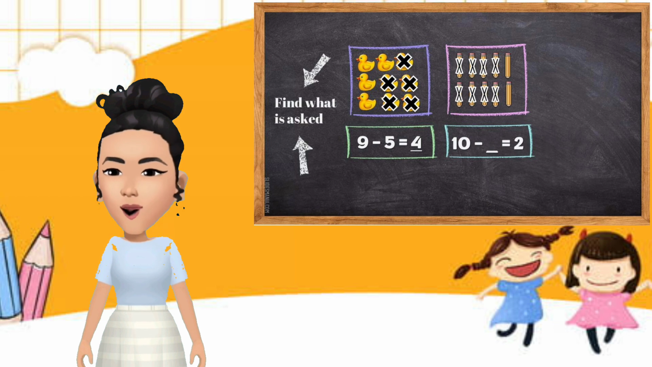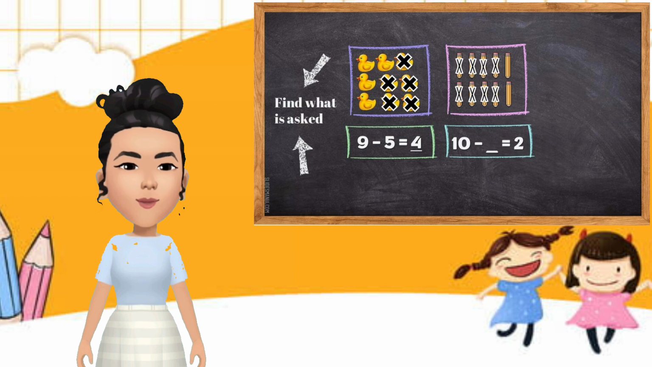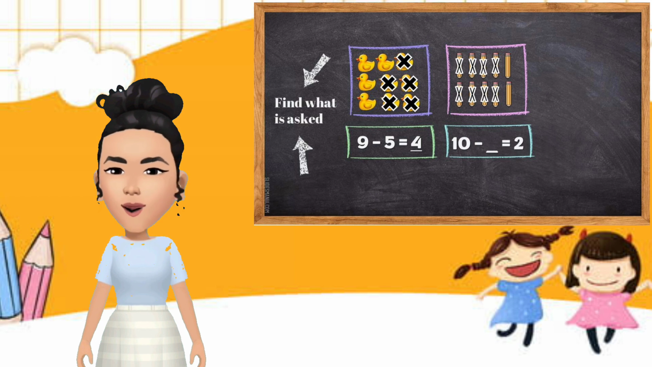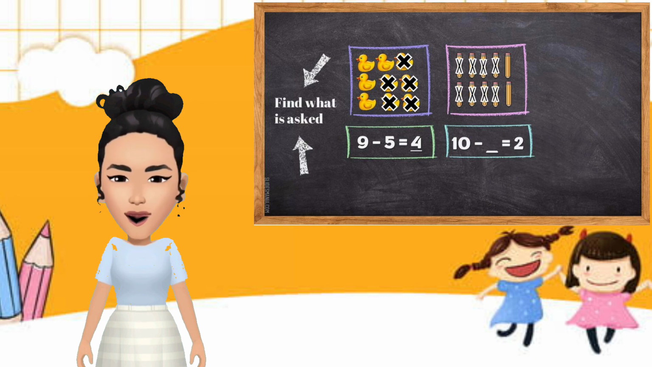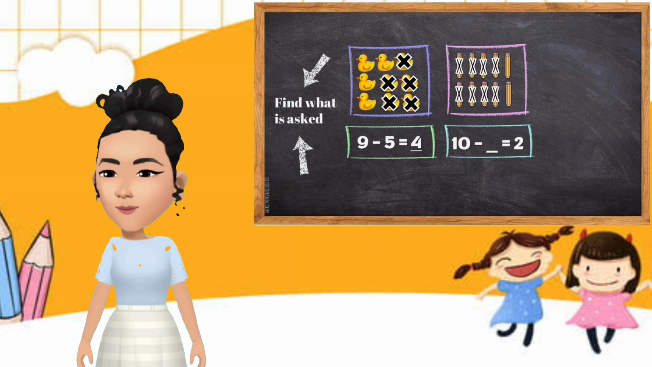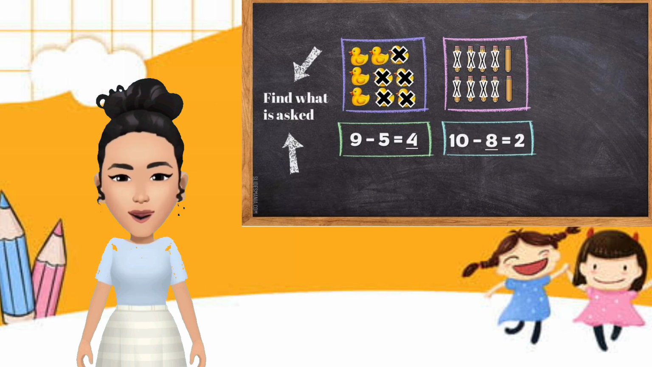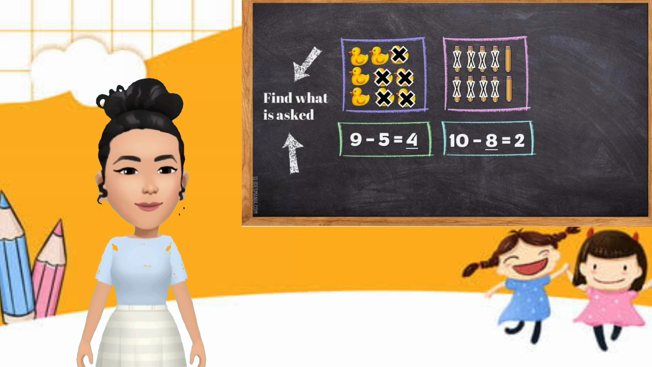We don't know what is our subtrahend. According to our lesson, if there are pictures and we don't know our subtrahend or the difference or the minuend, what we're going to do is, for subtrahend, we will count all the objects or all the pencils that were crossed out, and that is our subtrahend. We have 1, 2, 3, 4, 5, 6, 7, 8. And we have our subtrahend. What is our subtrahend? Yes, 8. Let's have 10 minus 8 is equals to 2.